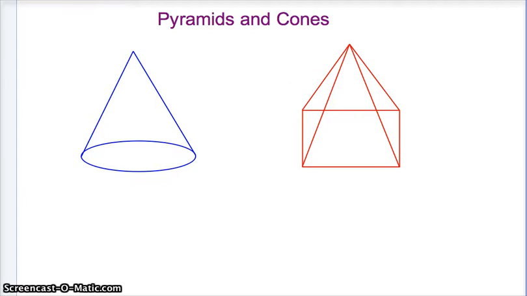Welcome everybody. Today's lesson is all about pyramids and cones. Today we're going to learn about how to find the lateral area, the surface area, and the volume, as well as talk about some of the pieces and parts of pyramids and cones. Before we can get into solving for lateral areas and volumes and that sort of thing, we need to talk about some of the parts of pyramids and cones.